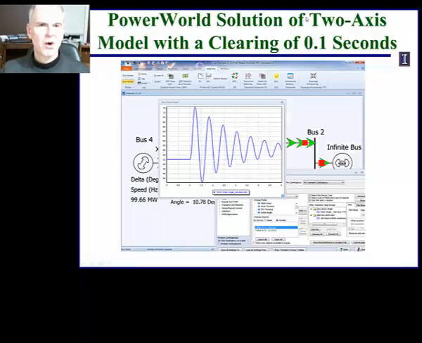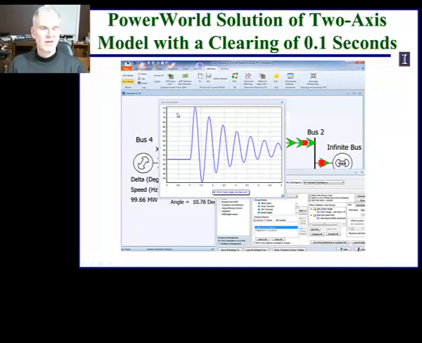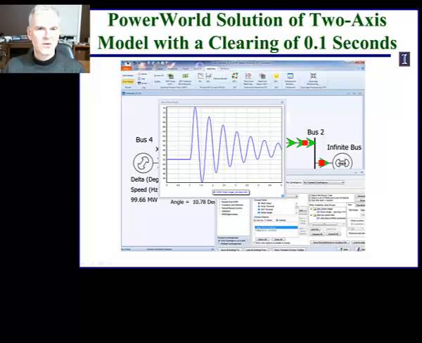Okay, the PowerWorld solution of the 2-axis model can be, I debated whether to put the full solution in here, but I wanted to keep the slide set to a reasonable size, so I didn't put in a detailed solution here. But this is actually example, I believe it's 11.10 in the cases that you can download. If you look at the rotor angle here, this is for a clearing time of 0.1 seconds.